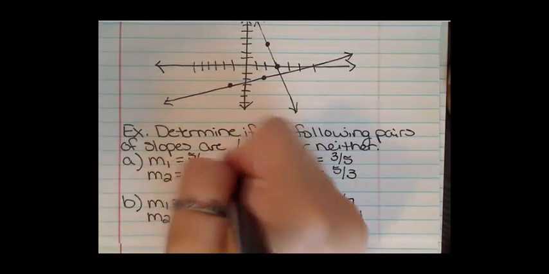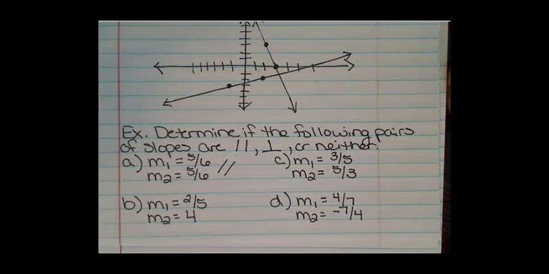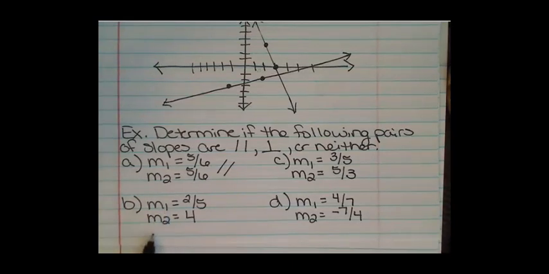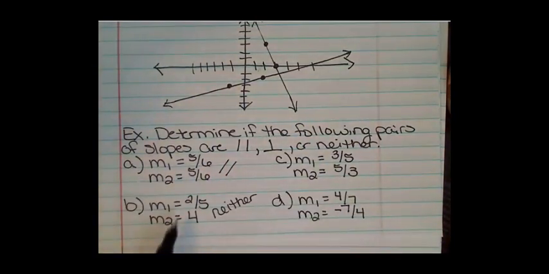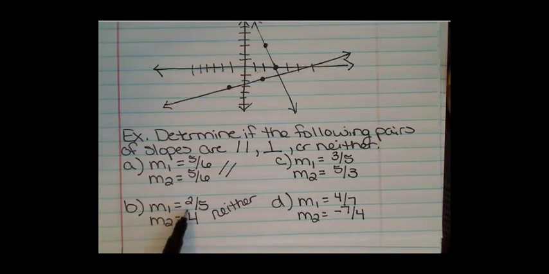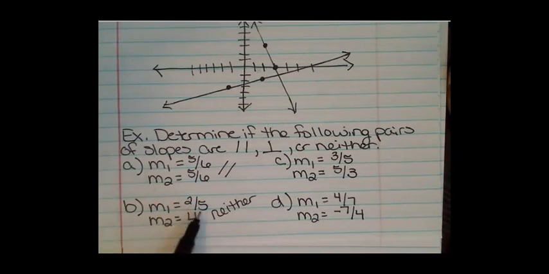Okay, let's look at B. The slope of the first line is 2/5. The slope of the second line is 4. Is that parallel, perpendicular, or neither? That would be neither. And the reason for that is because they don't have the same slope, obviously. And if you flip and negate the 2/5, you're going to get -5/2, which is not 4. So those aren't perpendicular.